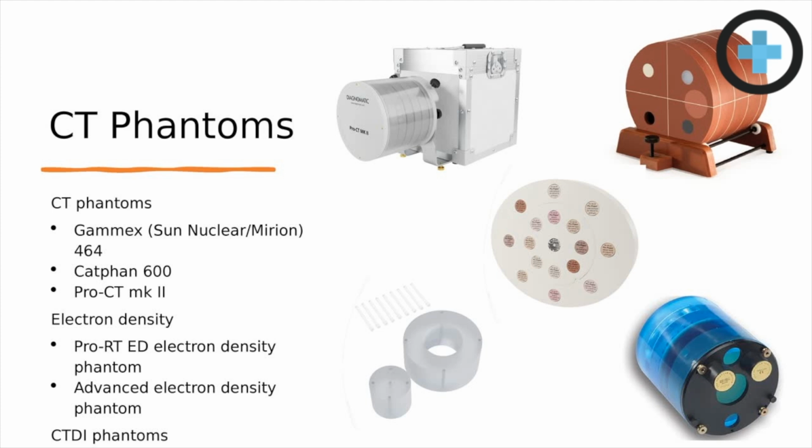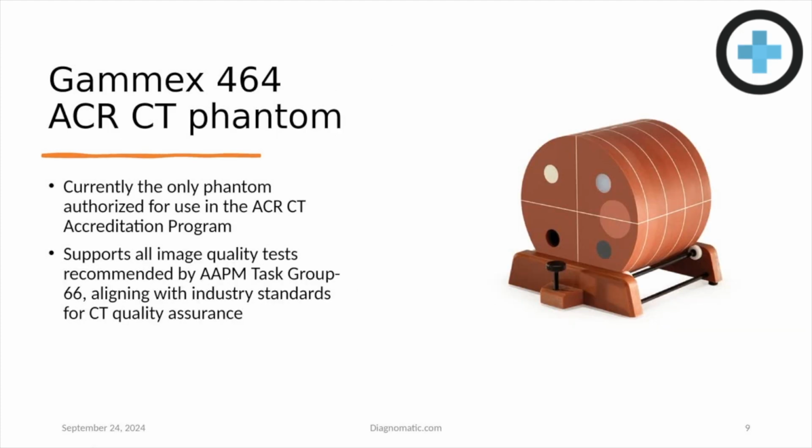Then we'll also look at the Diagnomatic Pro CT Mark II, and then look at a few of the different electron density Phantoms, with the standard one, but then also the advanced density Phantom, the dual energy Phantom, and then also look at the CTDI Phantoms as well. So first, as mentioned, is the Gammex 464 offered by Sun Nuclear and Mirion.